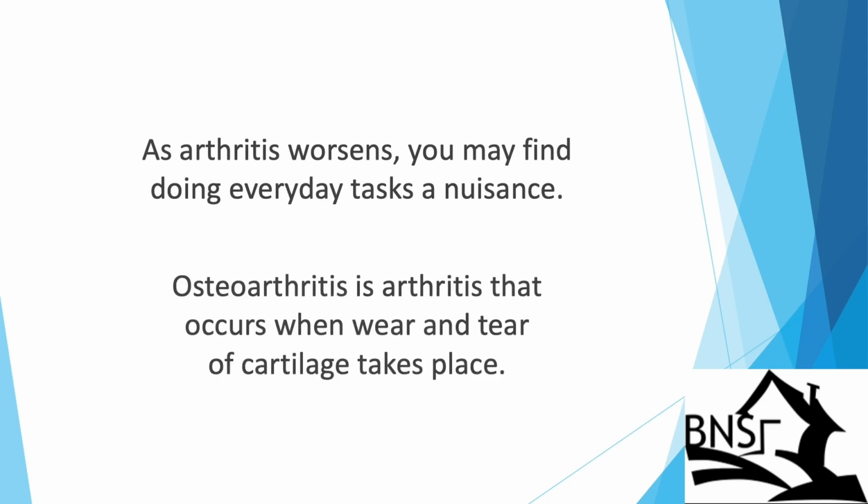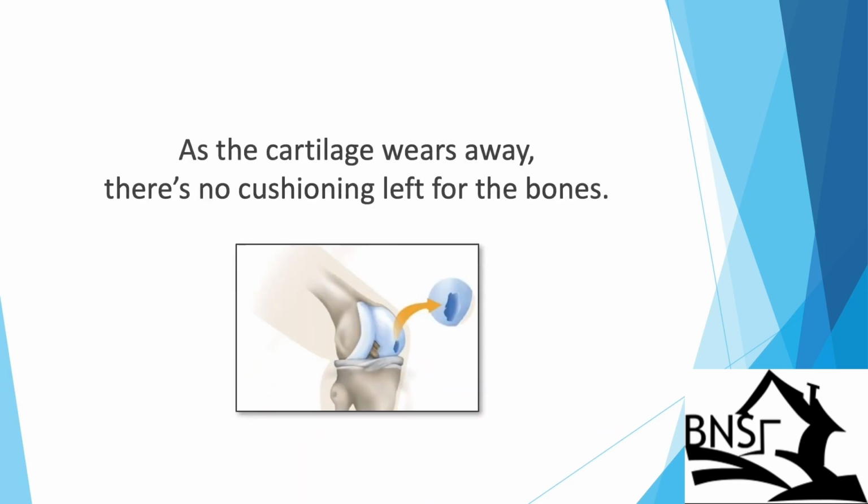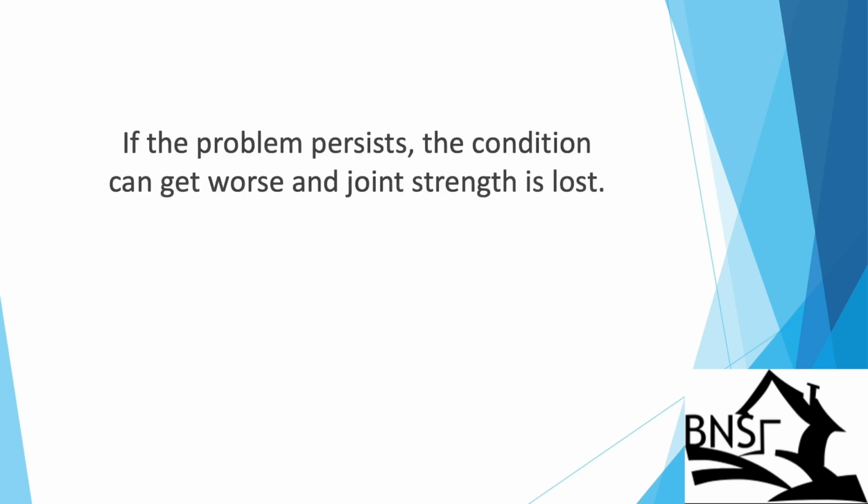Osteoarthritis is arthritis that occurs when wear and tear of cartilage takes place. Being the most common type of arthritis, this problem is characterized by excessive pain and stiffness. As the cartilage wears away, there's no cushion left for the bones, so when you move, the bones run against each other, and this friction causes the feeling of discomfort. If the problem persists, the condition can get worse and joint strength is lost.